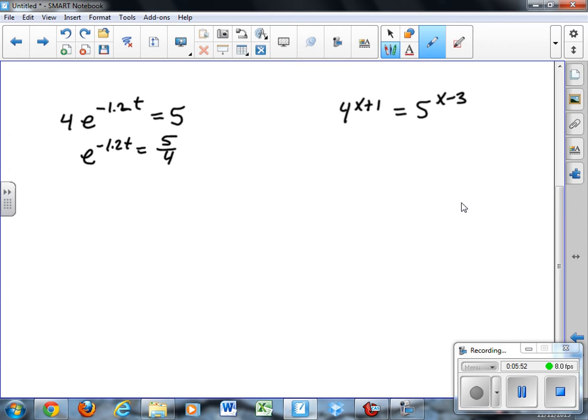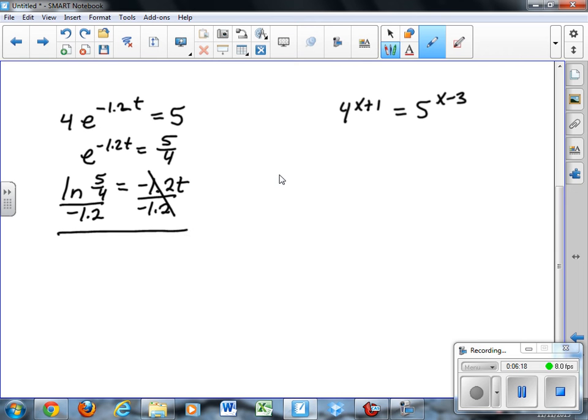Now use natural logs. I can say log base e of 5/4 equals this exponent. Log base e is natural log, so I can say natural log of 5/4 is equal to negative 1.2t. And then just divide both sides by negative 1.2, and I have what t is.